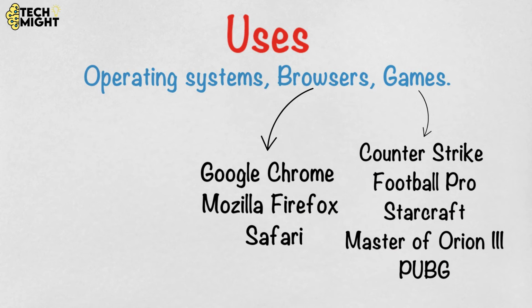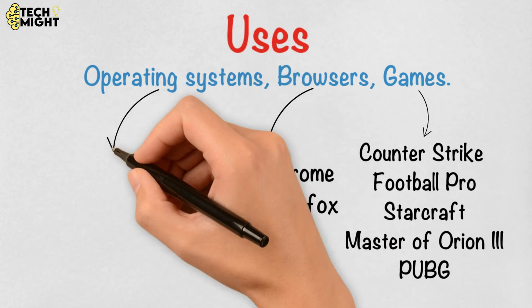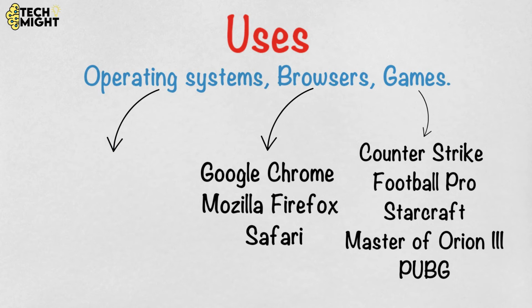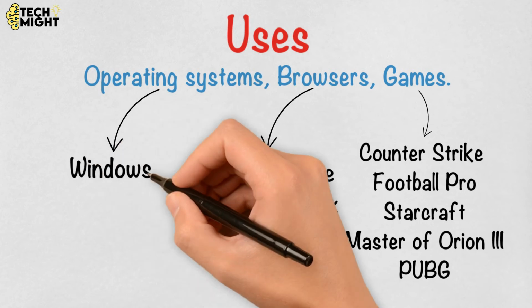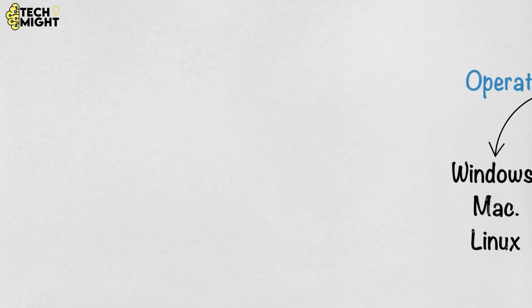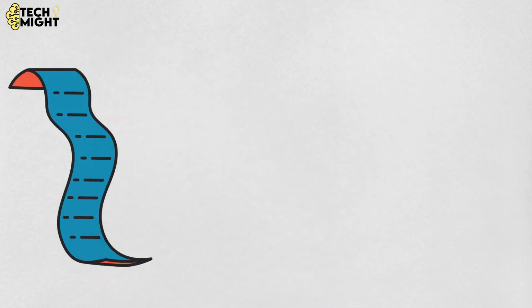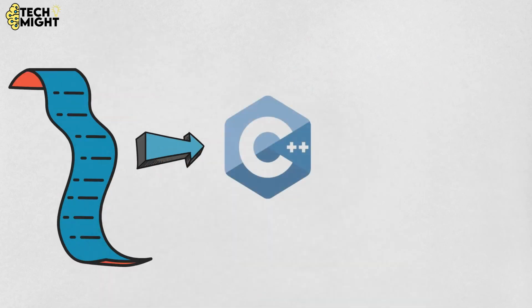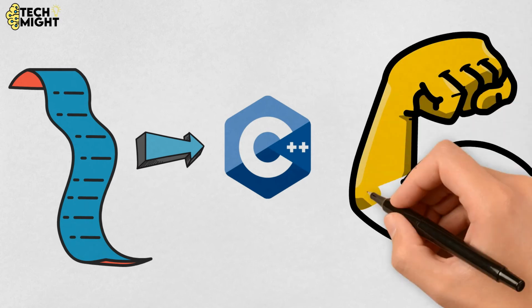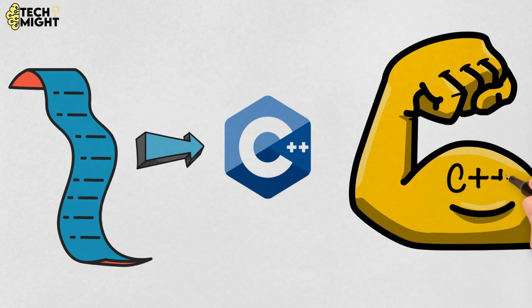Like browsers, most of the famous operating systems are built using C++. For example, Windows, Mac, and Linux. If we start to list down all the developments that are done using C++, then it will take so much time and will not be possible to name in a single video. That's why I told you a few popular examples, which are, I think, enough to understand the power of C++.